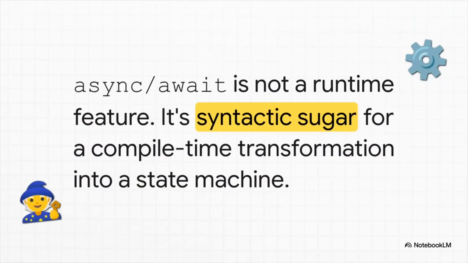So what's the magic trick here? How is this even possible? Well, this is the secret. Async/await isn't some complicated feature running in the background. It's purely what we call syntactic sugar. The Rust compiler takes that simple, beautiful code you wrote, and at compile time, it completely transforms it into a super optimized, low-level state machine. You, the developer, just write your intent, and the compiler does all the hard, error-prone translation work for you.